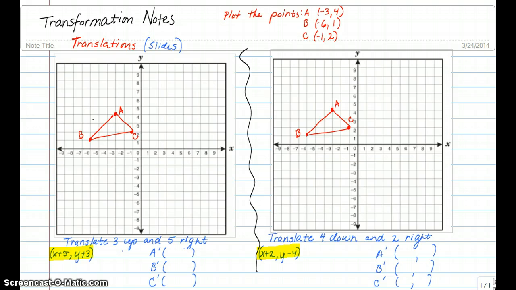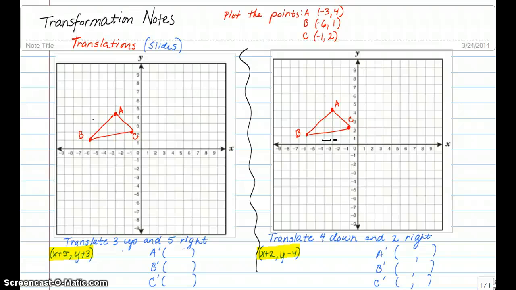Now we plotted these points. A is -3, 4, B is -6, 1, C is -1, 2. You can see I've plotted them all, labeled them A, B, and C. What I want you to try to do, if you could on your worksheets, is to plot your original figure in one color and then plot your transformation in a different one. It just makes a lot more sense.